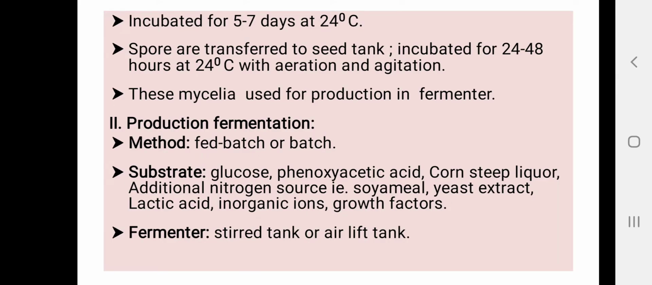Now let us look into the actual process of fermentation. So the method used is the fed batch method or the batch fermentation. Substrates used are glucose, phenoxyacetic acid, corn steep liquor. Additional nitrogen sources, for example soya meal or yeast extract, are added. Also lactic acid, inorganic ions and growth factors may also be added. The fermenter which is used is a stirred tank or the airlift tank.